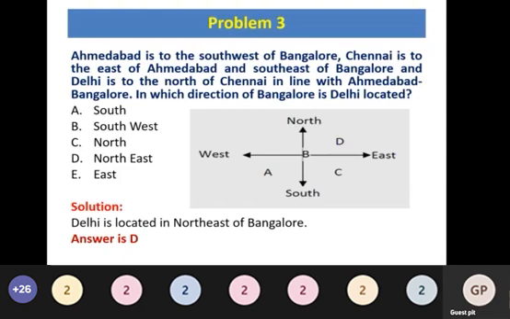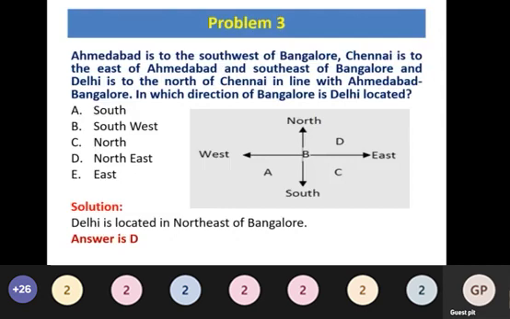Problem 3. Ahmedabad is to the southwest of Bangalore. Chennai is to the east of Ahmedabad and southeast of Bangalore. And Delhi is to the north of Chennai, in line with Ahmedabad and Bangalore. In which direction of Bangalore is Delhi located? Since it gives southeast and so on, it will be easy. We have studied that north to east means 90 degrees, north to northeast means main direction to cardinal, which is only 45 degrees, and main to main means 90 degree rotation. We have to keep that in mind.